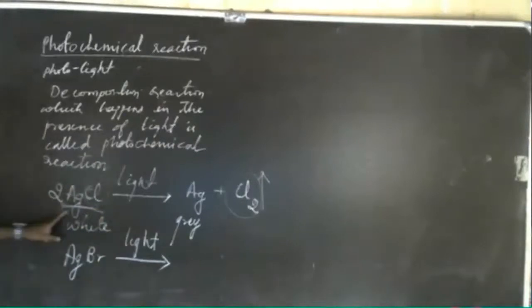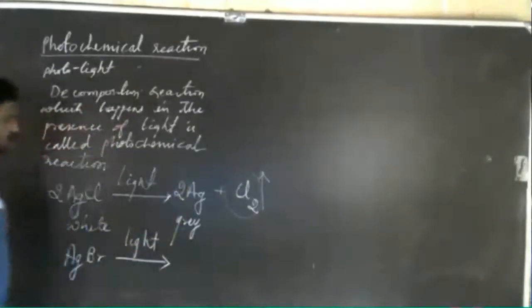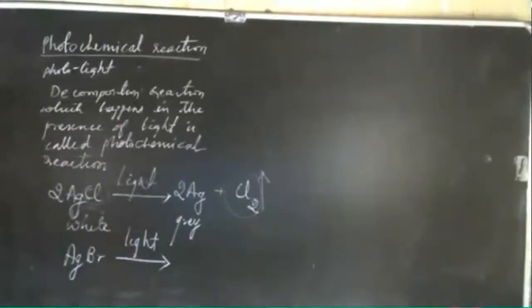So when you multiply by 2 over here, what happens? Silver becomes 2 and chlorine becomes 2. Here silver is 1, make it 2. So now it is balanced. Now the second reaction. Complete the reaction.